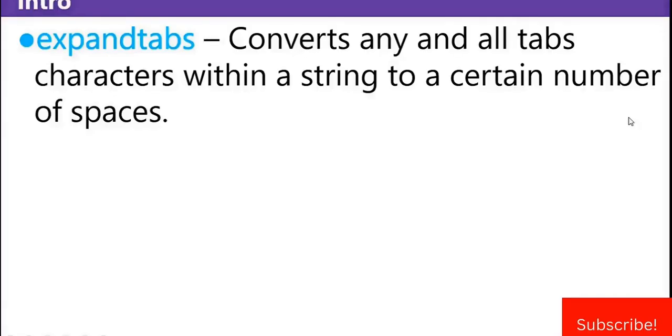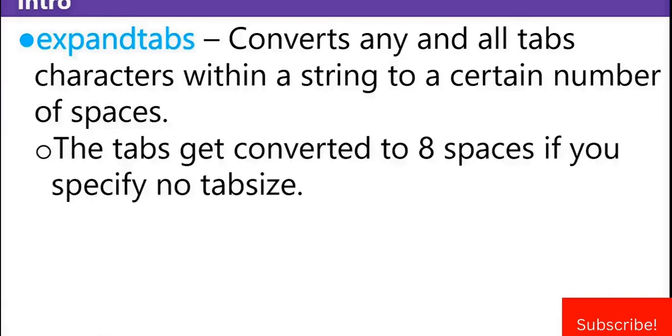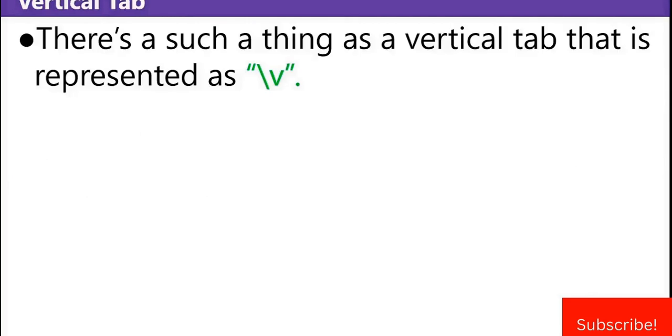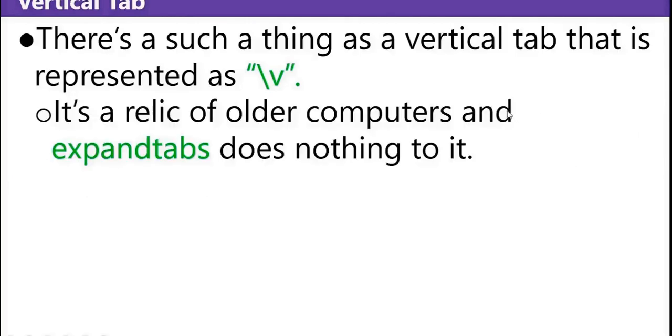In Python, the string expandtabs method converts any and all tab characters within a string to a certain number of spaces. The tabs get converted to 8 spaces if you specify no tab size. One thing to note, there is such thing as a vertical tab that is represented as \v. It is a relic of older computers and expandtabs does nothing to it.